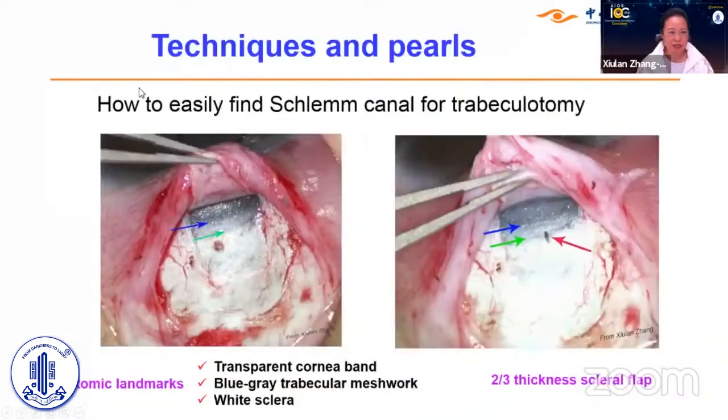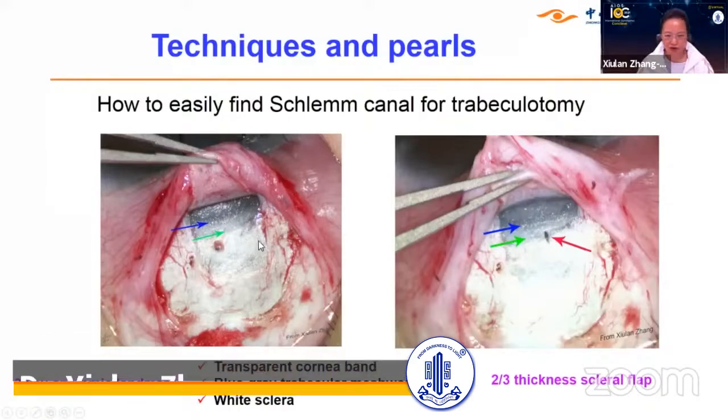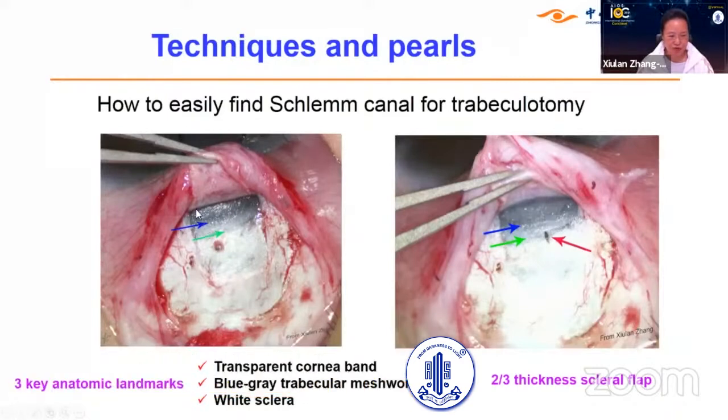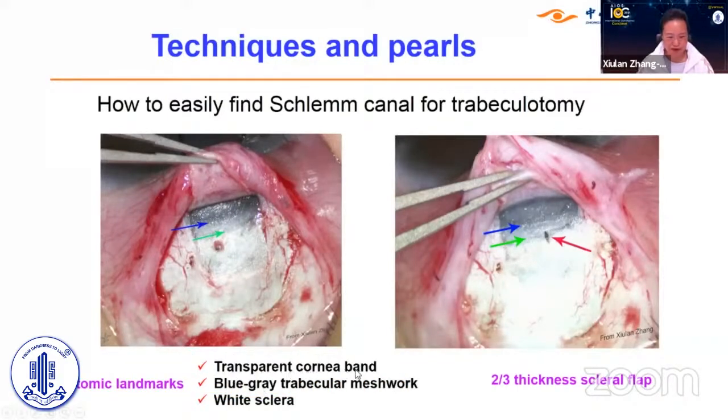The key step is how to easily find Schlemm's canal for the trabeculotomy. Under the 2/3 thickness scleral flap, you can find the 3 key anatomic landmarks. The blue arrow forward, we call the transparent cornea band. The green arrow backward, we call the white sclera. Between the blue and green arrows, we call the blue-gray trabecular meshwork.